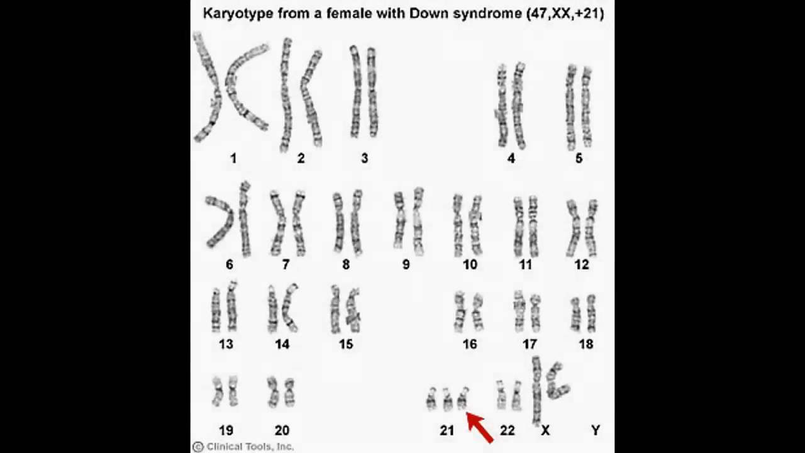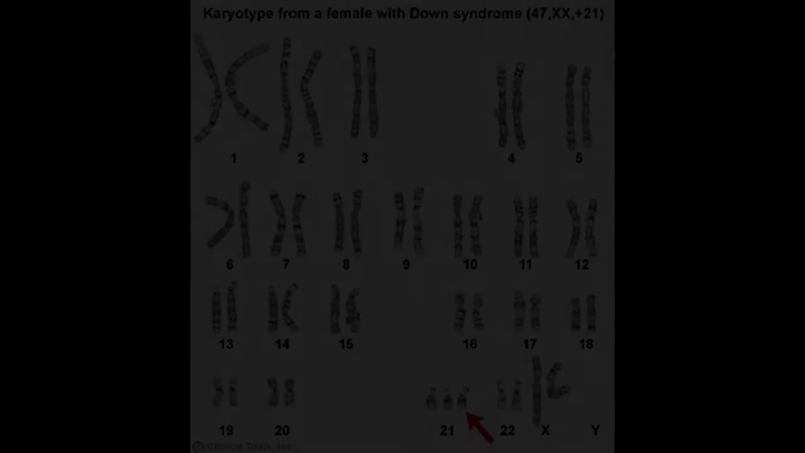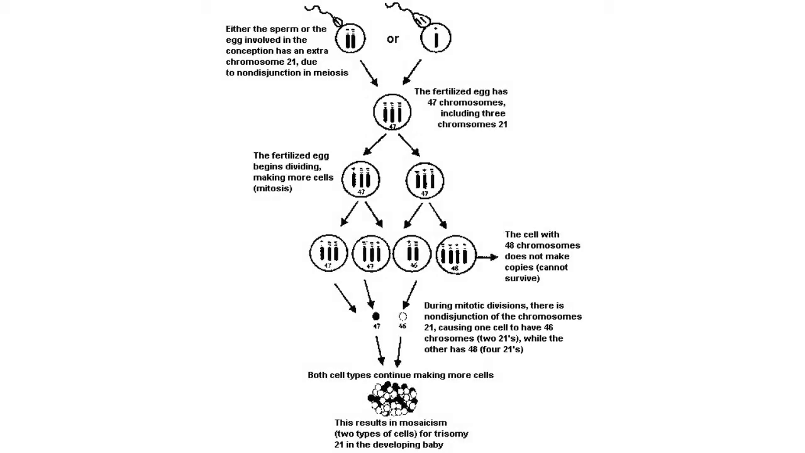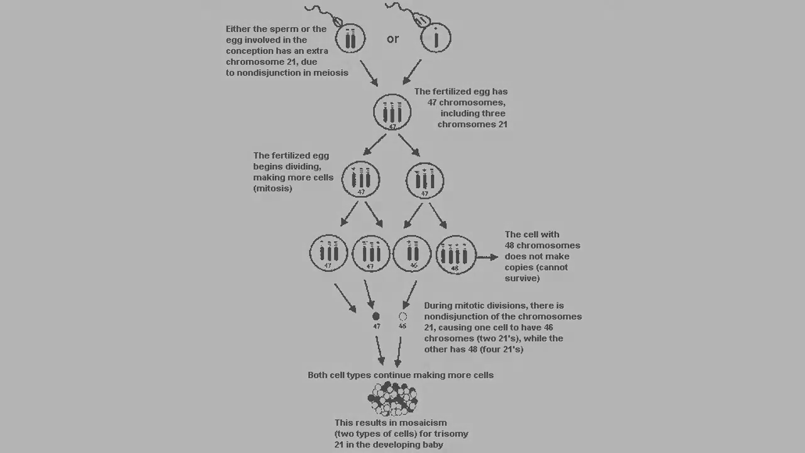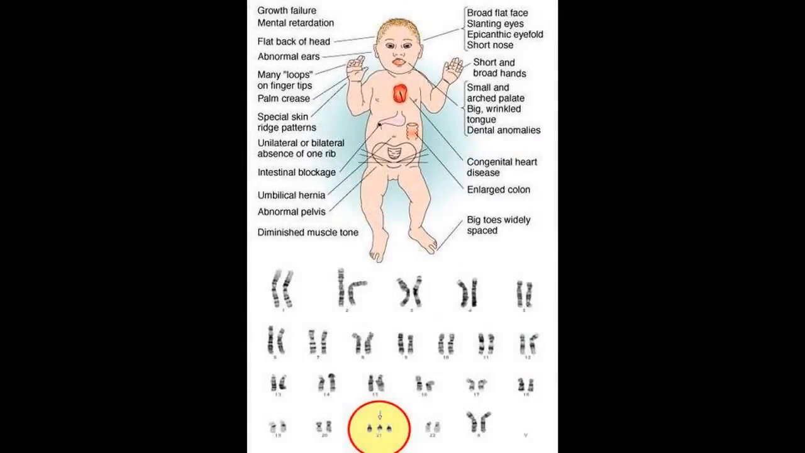There are two other types of Down syndrome, mosaicism and translocation. Translocation occurs in about 3% of cases of Down syndrome. Translocation happens when the 21st chromosome breaks off and attaches itself to another chromosome. In most cases, it attaches to the 14th chromosome. Mosaicism occurs in about 2% of cases of Down syndrome. Mosaicism happens when there is an error in the separation of the 21st chromosome in one of the first cell divisions after fertilization.